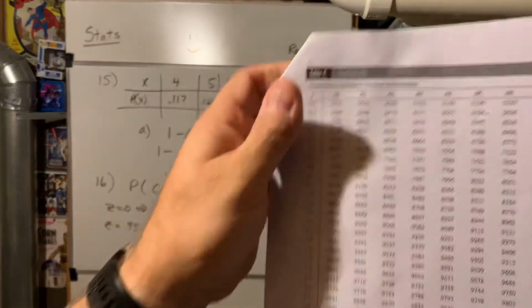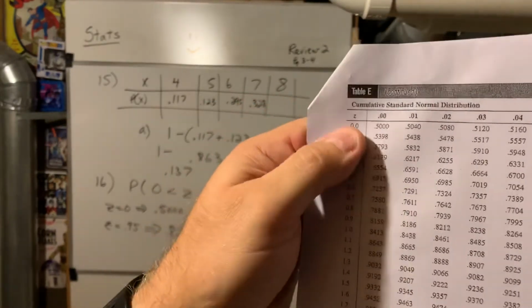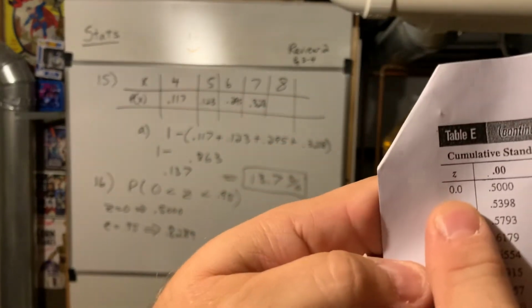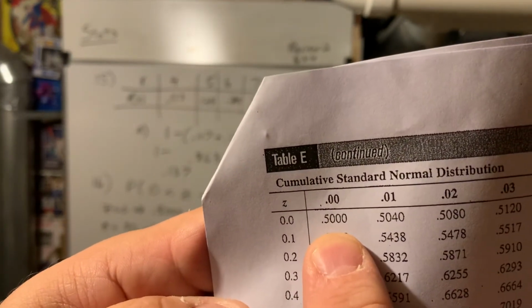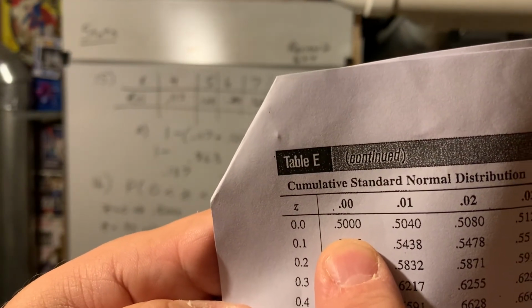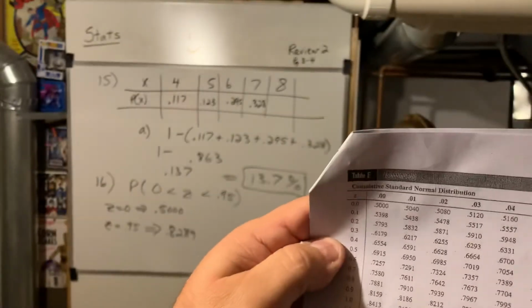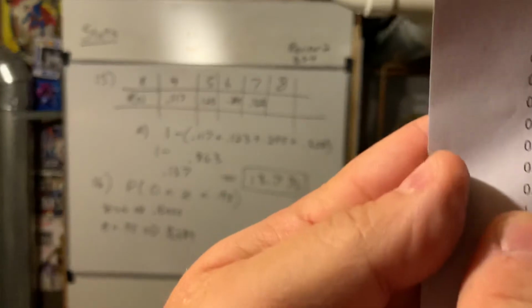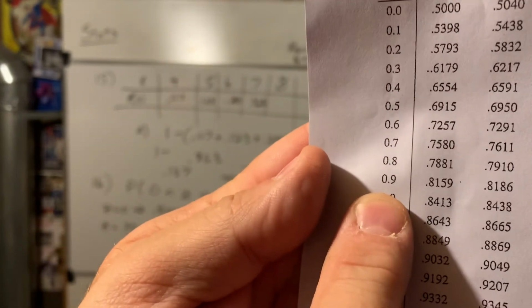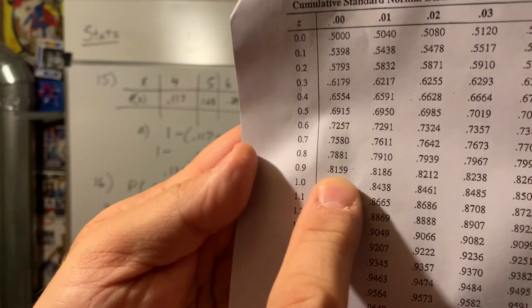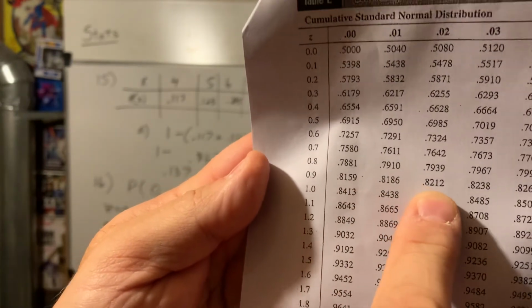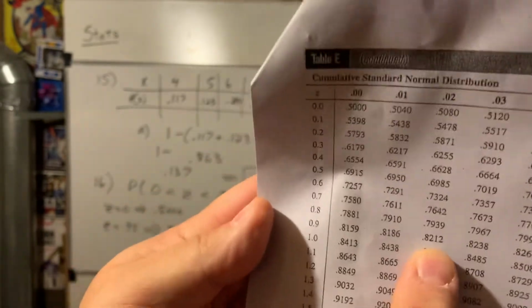So table E and 0, Z is 0, is 0.5000, okay? If we go to 0.95, what you do is you go down to 0.9, that's right here, 0.9, and now we follow it over. That's 0.90, 0.91, 0.92, see on the top?